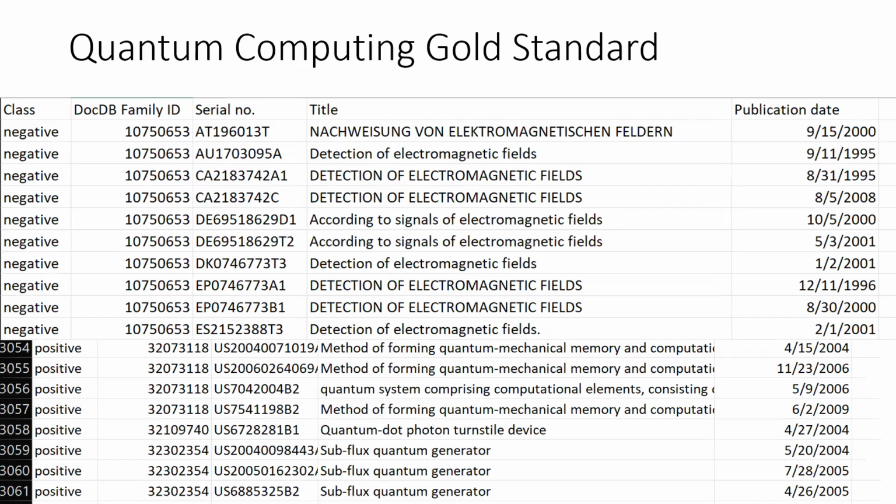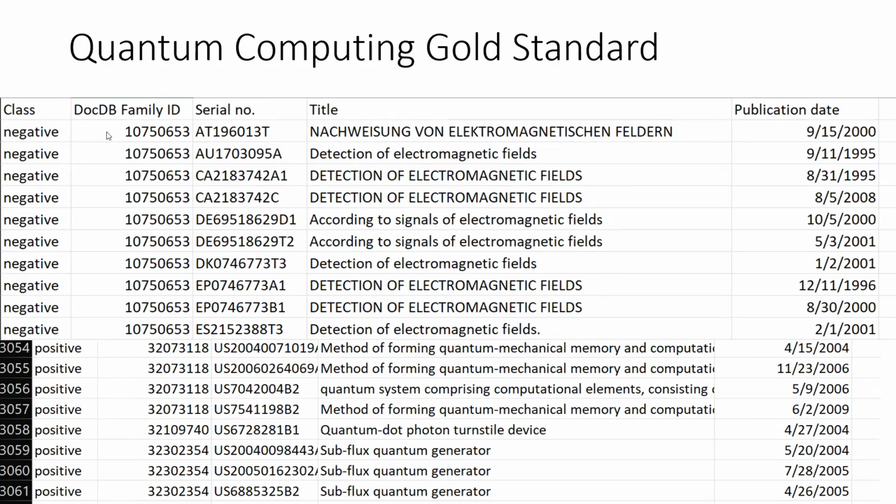So here's a look at what the data set looks like. There's actually 5,000 rows or so in this data set. There's 5 columns. The first column is the classification, whether it was negative or positive for being related to qubits. Second column is family ID, whether or not it's a member of the same patent family or not. The next line is the serial number. Then we've got the title of the patents. Then we got the publication dates.